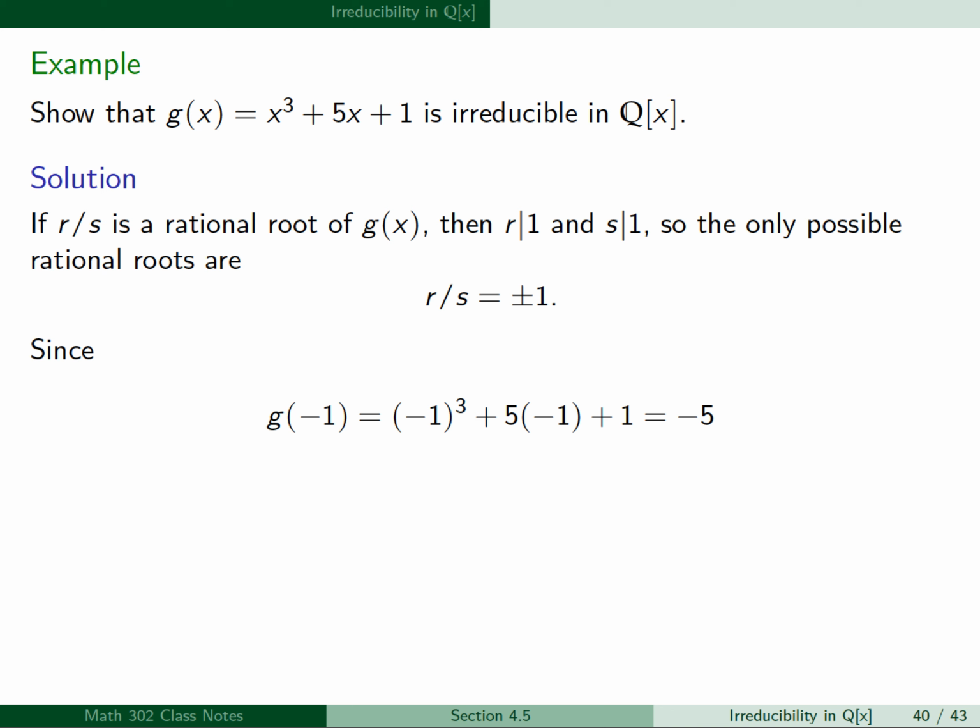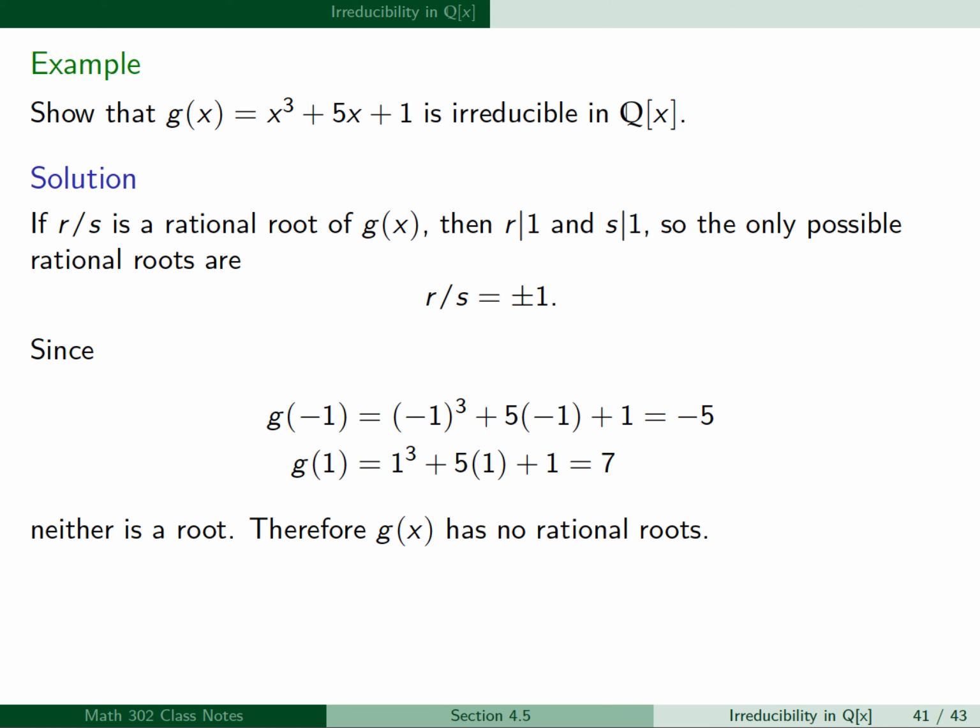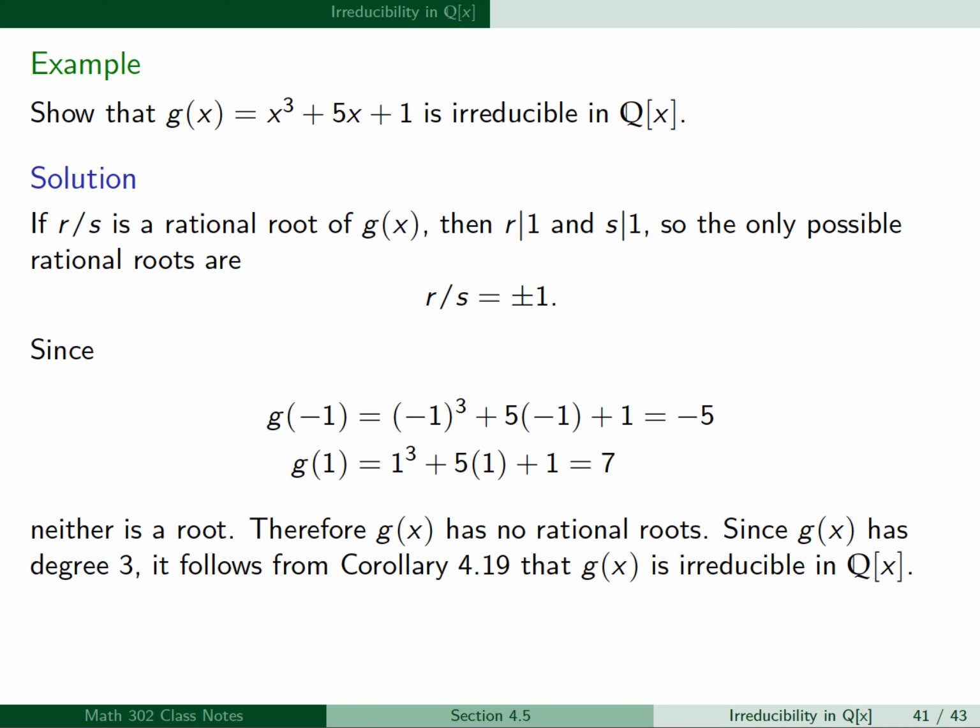g of minus 1 is minus 1 cubed plus 5 times minus 1 plus 1, which is minus 5. And g of 1 is 1 cubed plus 5 times 1 plus 1, which is 7. And neither is a root. And therefore g of x has no rational roots. And since g of x has degree 3, it follows from corollary 4.19 that g of x is irreducible in Q[x].